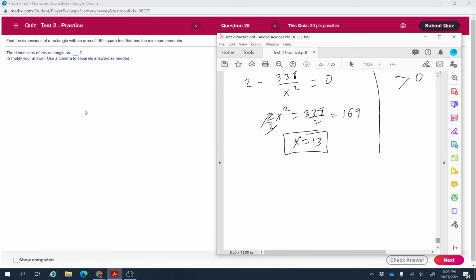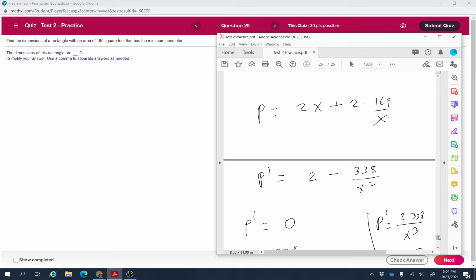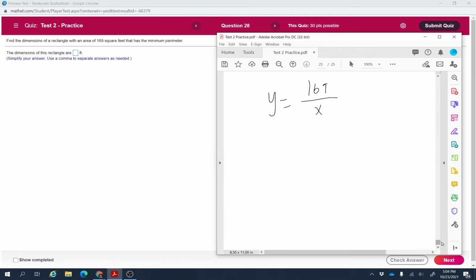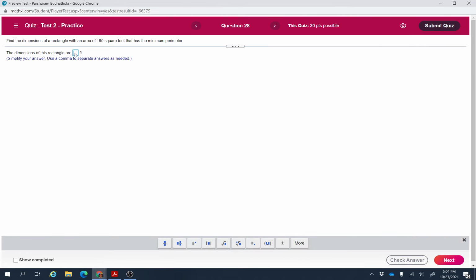But we need to find the dimensions of the rectangle. One side is x, another side is y. We know y is 169 over x. If you go back to the relation between x and y, y is 169 over x. So 169 over 13 is 13. So when you choose the dimensions as 13 feet and 13 feet, then that rectangle will have the minimum perimeter.